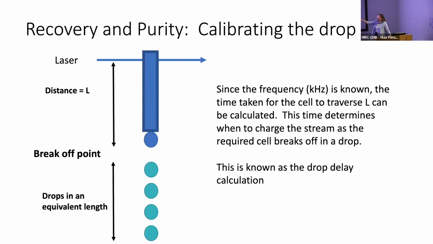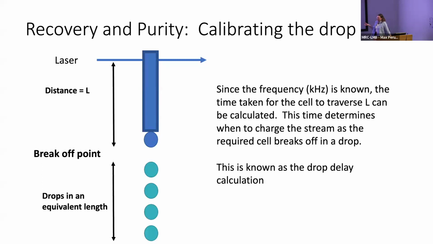If the drop delay is not calculated properly, or your stream is drifting, or the breakoff point is drifting up or down, then clearly the correct cell will not be sorted, and you will more than likely have serious issues with either purity or even having empty drops. In other words, no cell being placed into a drop and sorted. So this is a very important part of ensuring that we get the correct population of interest.